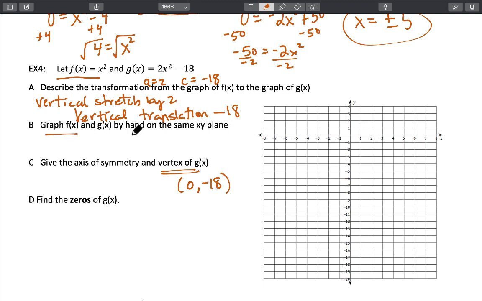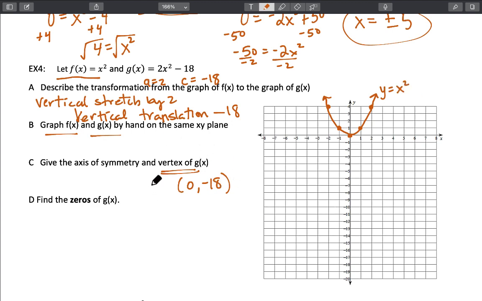So it says to graph both the parent function and g of x by hand on the same xy plane. So hopefully by now you're good at finding the values of that parent function. Its vertex is at the origin, and then 1 over and 1 up, 2 over and 4 up. And then remember, it's symmetric to that y-axis, so those points just get reflected over that y-axis. There are the points of our parent function. All right, and that's y equals x squared.